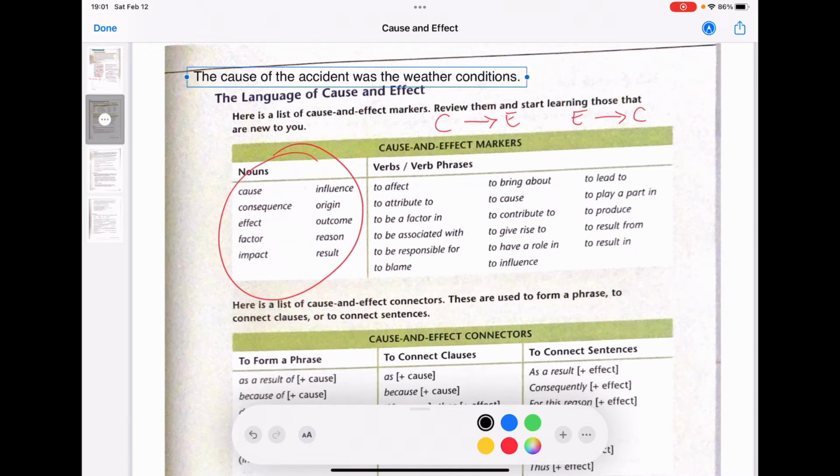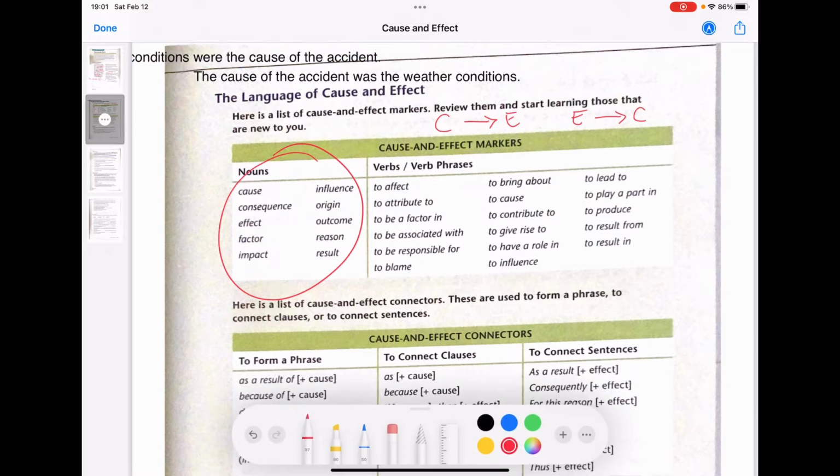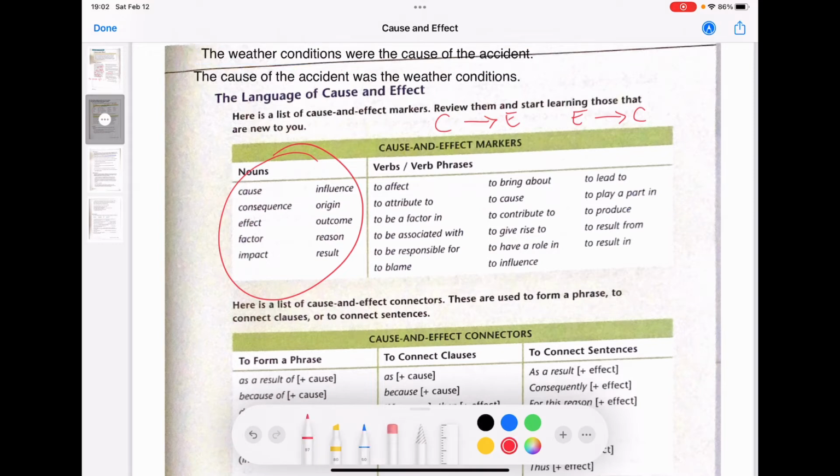But I could change the order of my sentence. I could say it a little bit differently, and I could say the weather conditions were the cause of the accident. So in this case, I've changed the order around a little bit. The weather conditions are still the cause, but the order has changed. So just be aware of that as you're using nouns and trying to identify them, that the cause and effect might come in different places.